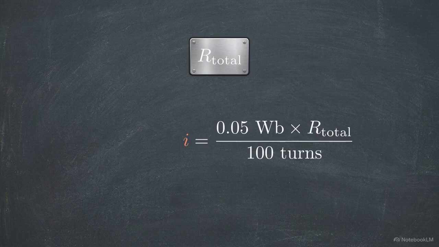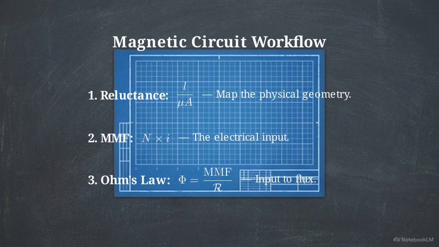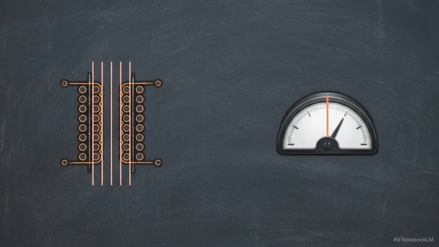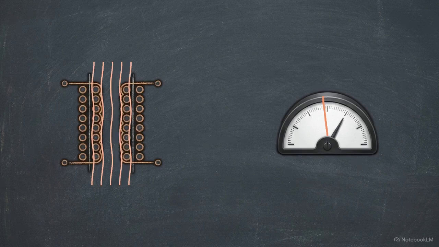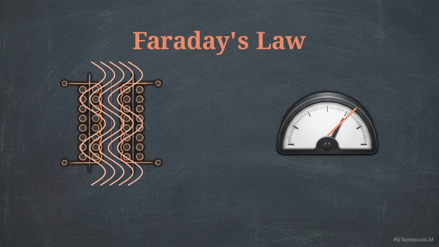This is the complete workflow. You map the physical geometry and material science into reluctance, use the target flux to find your MMF, and divide by the turns to get your current. But calculating the current for a static magnetic field is only the first step. To generate actual voltage, that field needs to move. In the next section, we'll see how changing this flux breathes life into machines through Faraday's law.